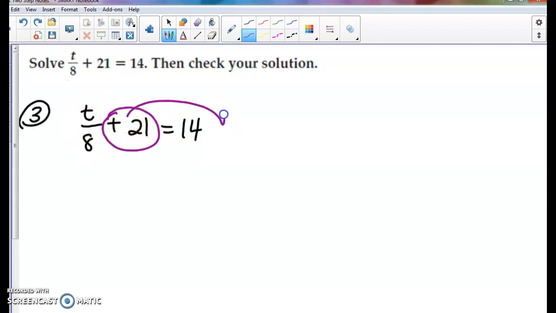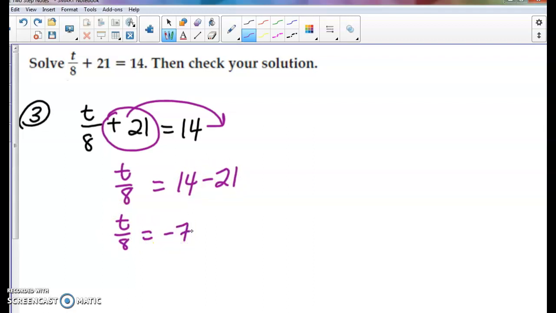So plus 21 goes over there to become a minus. So my t over 8 drops down, equals 14 drops down. Plus 21 becomes a minus 21. And now t over 8 drops down, equals 14 minus 21 is a negative 7.